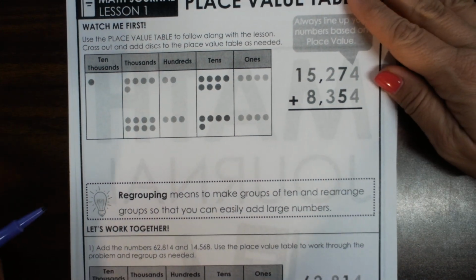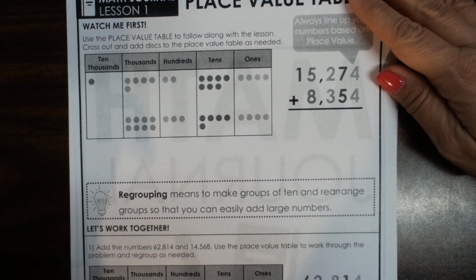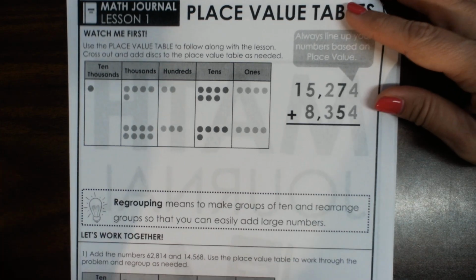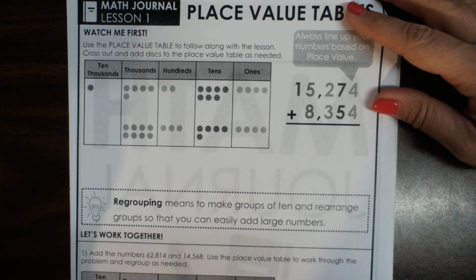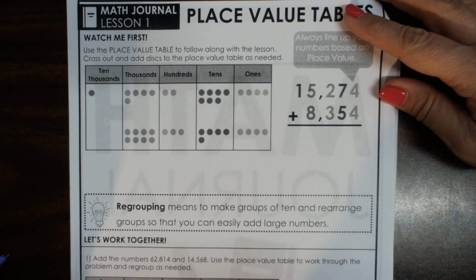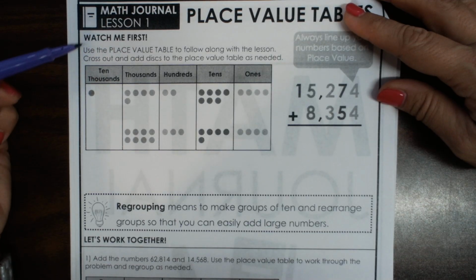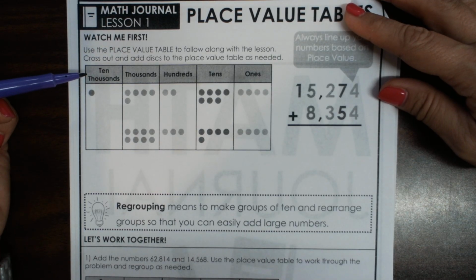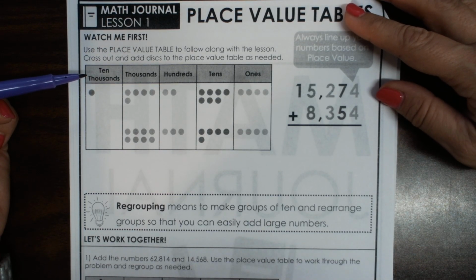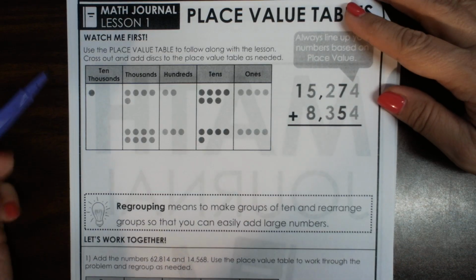This is Unit 2, Addition and Subtraction. This is Lesson 1 inside the Math Journal. And we talked about this in class, so this is for anybody that may have missed it or needs a review before our unit test.